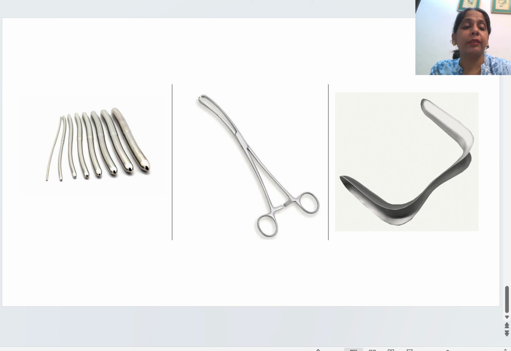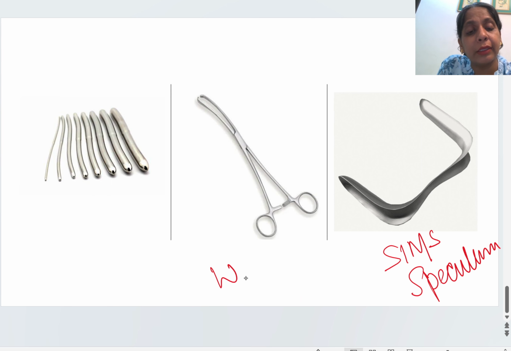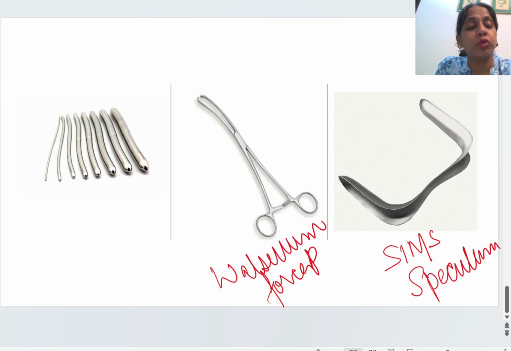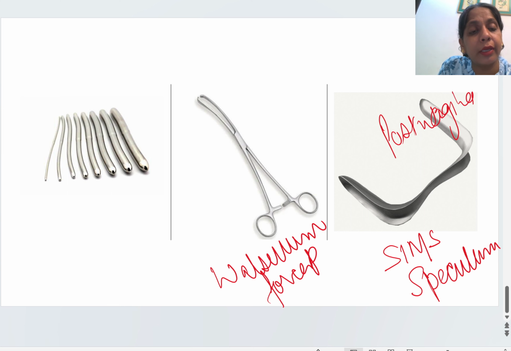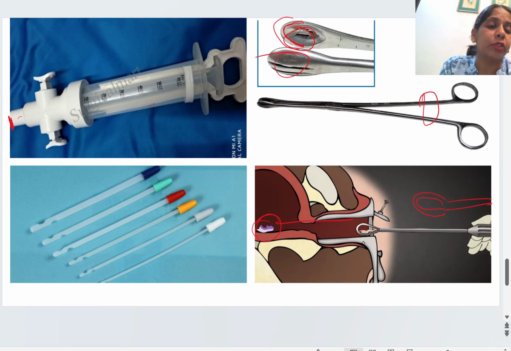We can also retract with the Sims speculum. The one in the picture was Cusco's, and this is the Sims speculum. And this is the Volsellum forceps. With Cusco's, both the anterior and posterior vaginal walls are retracted. With the Sims, only the posterior vaginal wall is retracted, and we hold the anterior lip of the cervix with the Volsellum forceps.